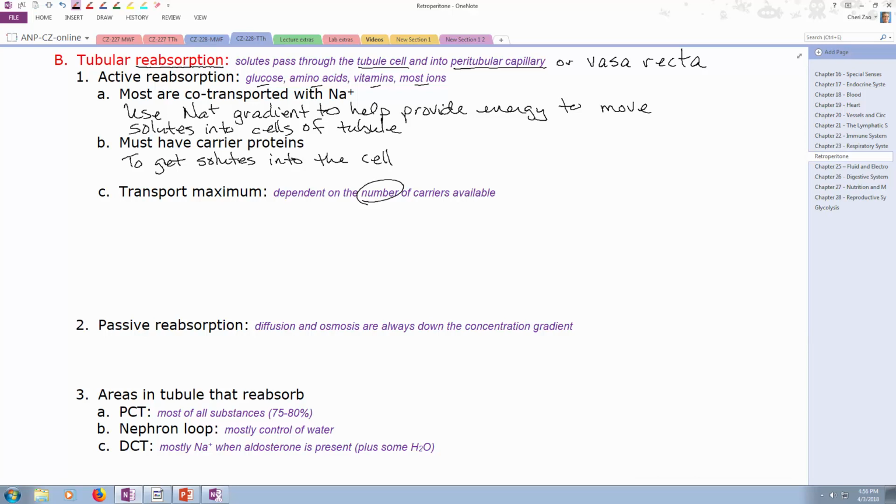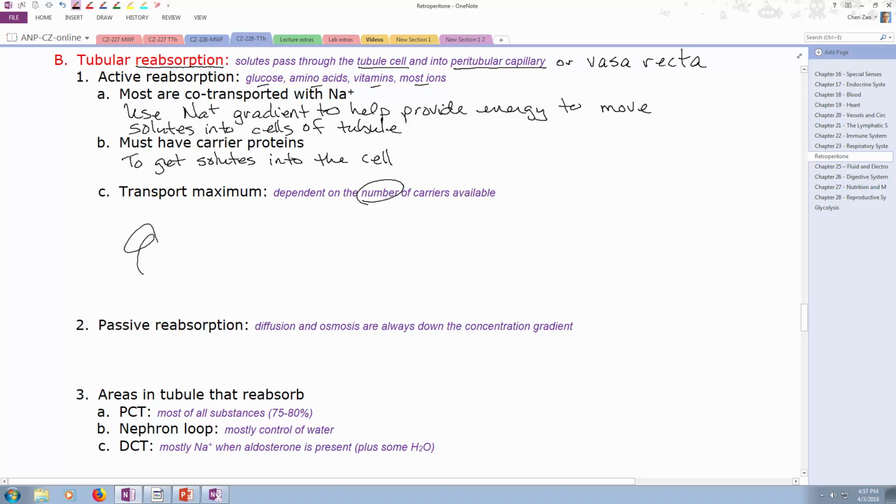Like our door here, it's easier to get a lot of people out of double doors than it is to get people through just a single door. And the more doors you have, the more people you can get out, correct? More double doors, for example. And so that's what this is referring to. You actually have more portals in an area to move solutes out into the cells themselves.